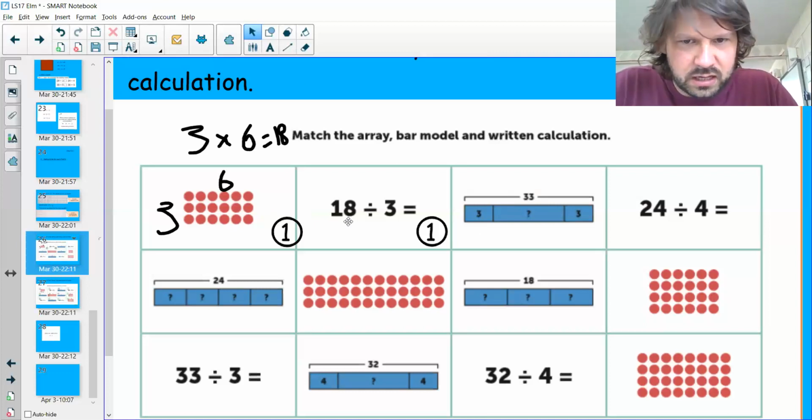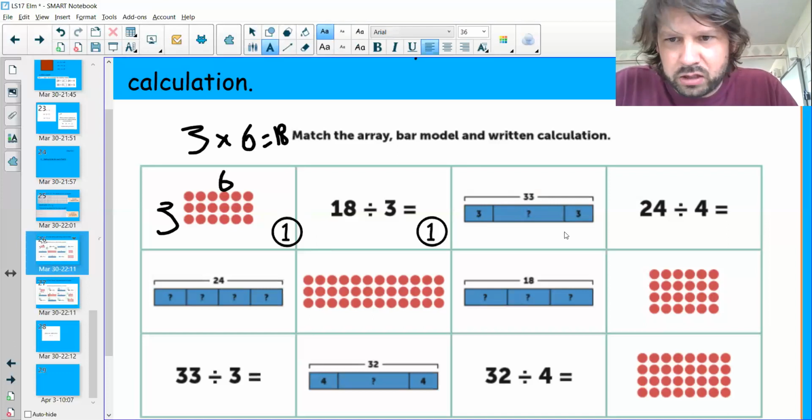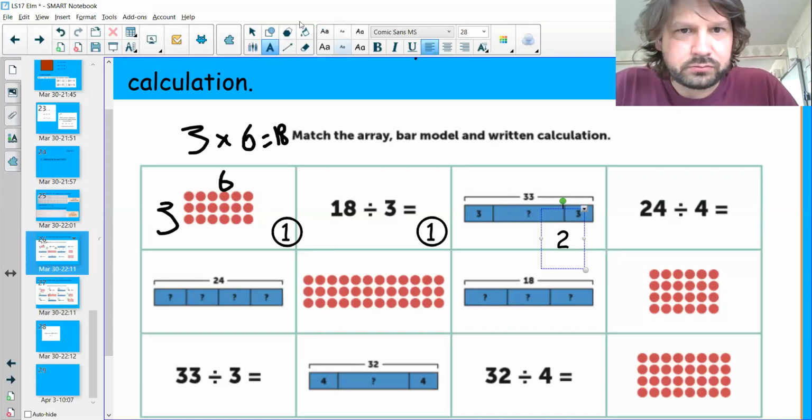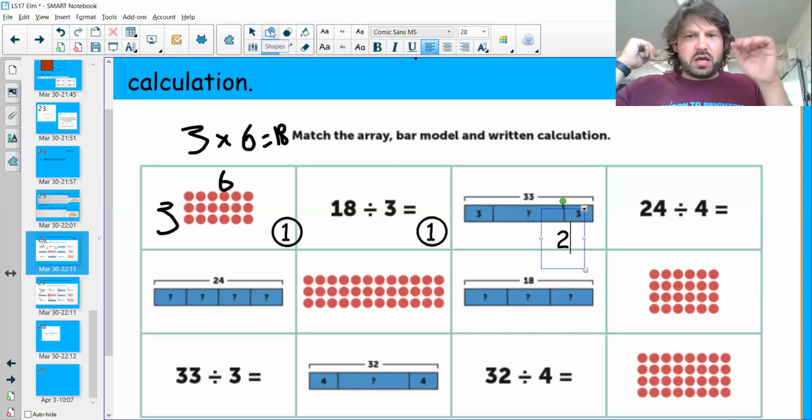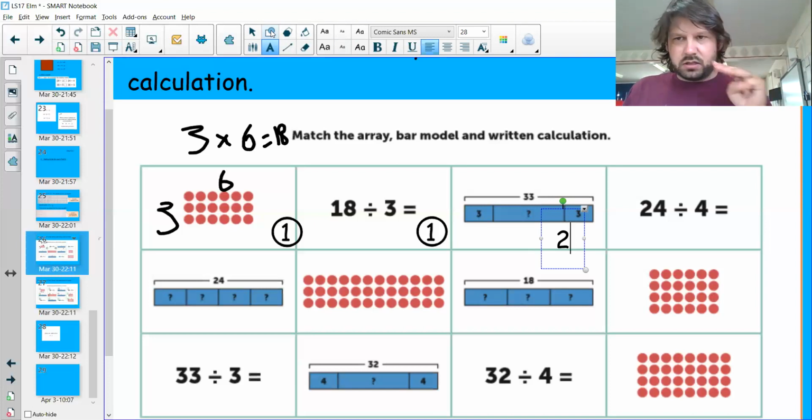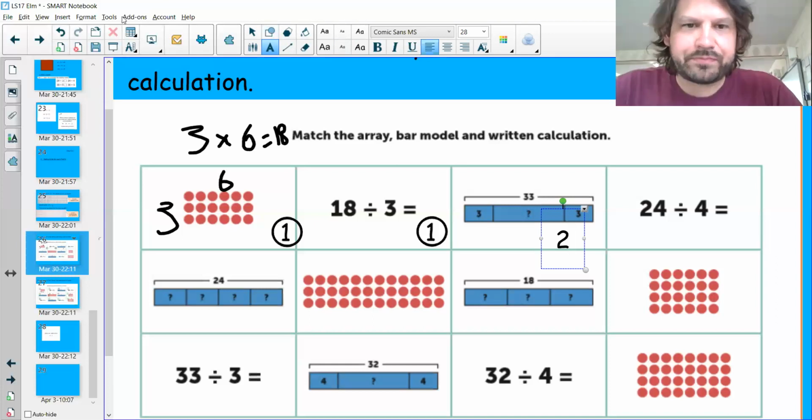This doesn't match here, so I'm going to create a new one. That is number 2. And we're going to go on like that, okay? So you're going to find each different array should have 2 counterparts. So array, bar model, written calculation, okay? It can be any calculation in the fact family. You're going to have to work that out, okay? So that's today's task.